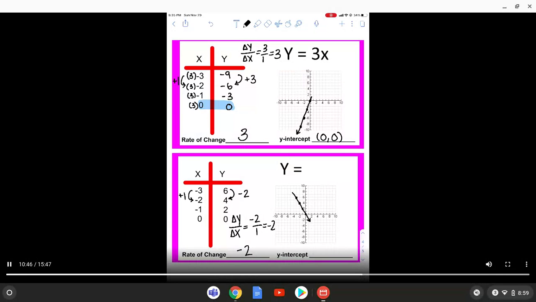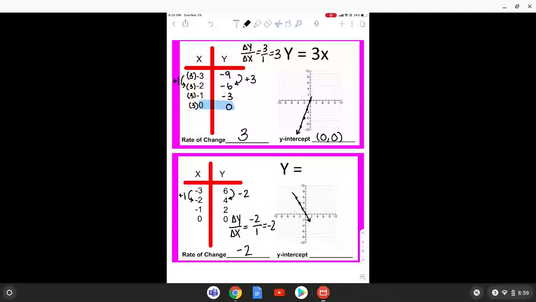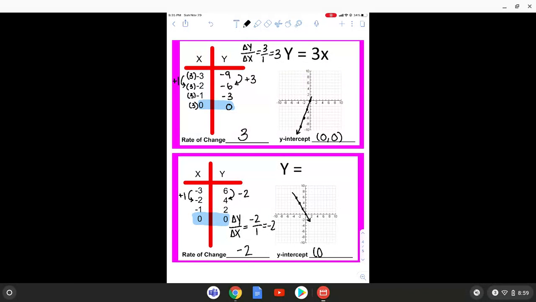And once again, I'm just going to go ahead and draw my line. Make sure you're always putting an arrow on your line. Typically, it's on both ends, so that's my fault that I didn't include that. So here I find where x is equal to 0, and I see that y is also equal to 0. So my y-intercept is (0, 0).